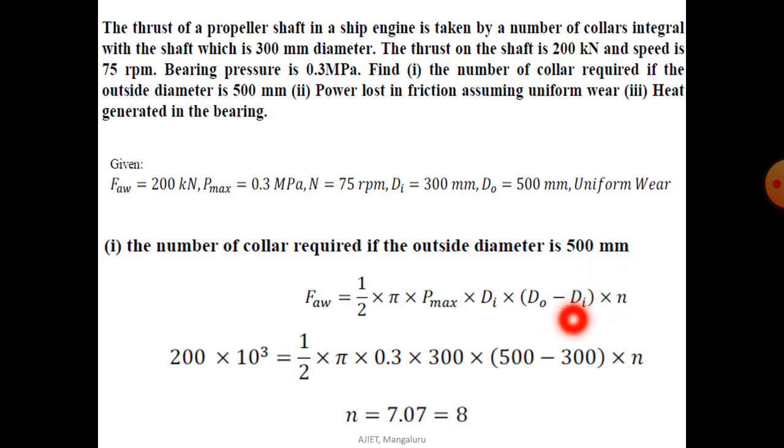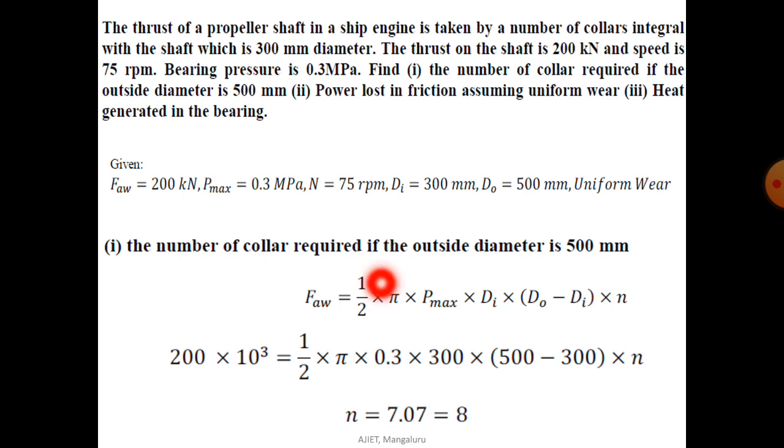So this is the equation you can find from your data book, page 258, because this expression can be used for clutches. We are not using it for bearing, because the bearing equation is not there in your data book.